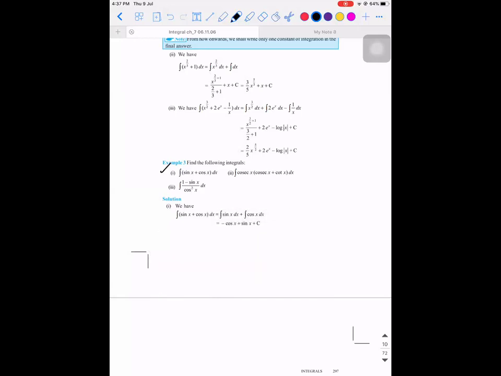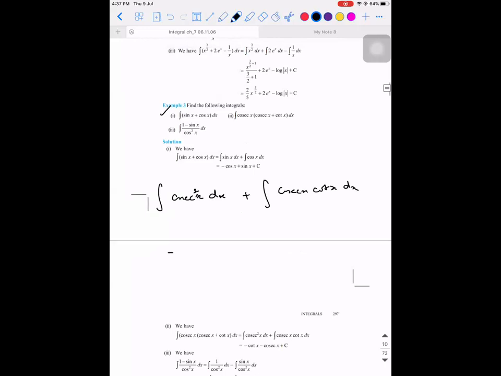So integral of cosecant x into cosecant x plus cot x. So integral of cosecant square x dx plus integral of cosecant x cot x dx. Derivative of which function is cosecant square? Minus cot x. And derivative of which function is cosecant x cot x? Minus cosecant x plus c. That's the answer: minus cot x minus cosecant x plus c.